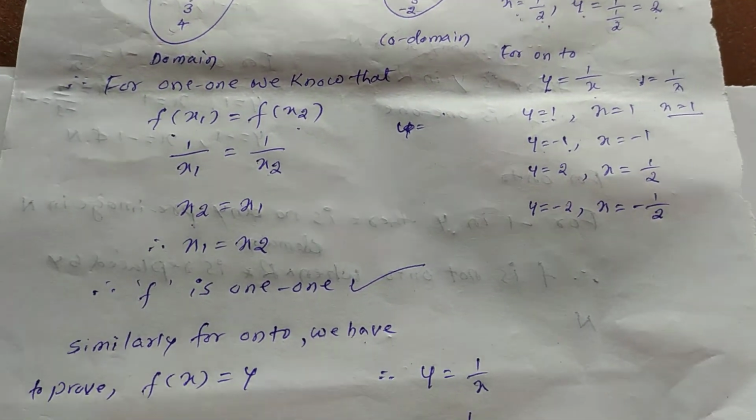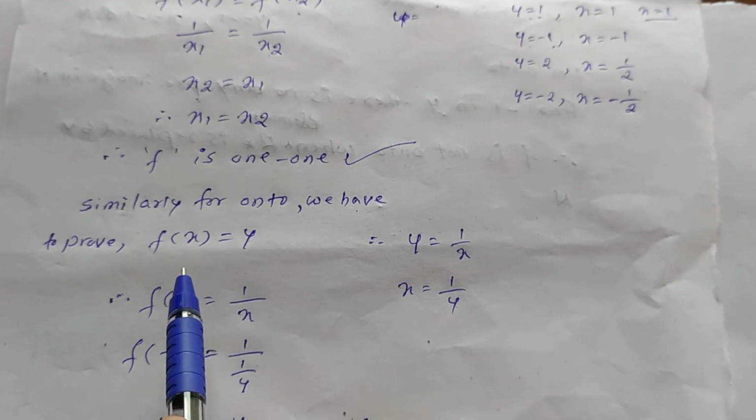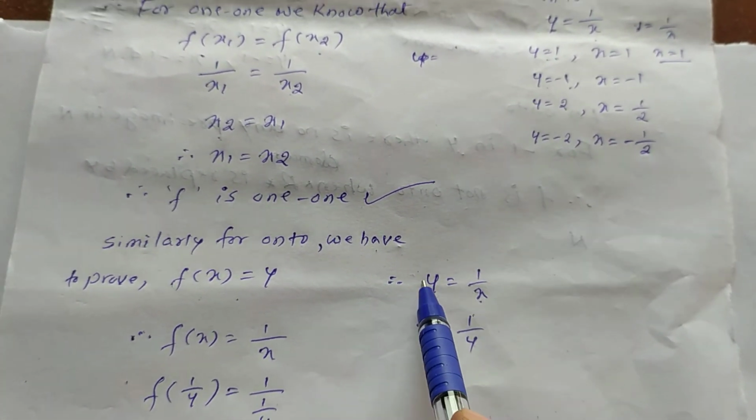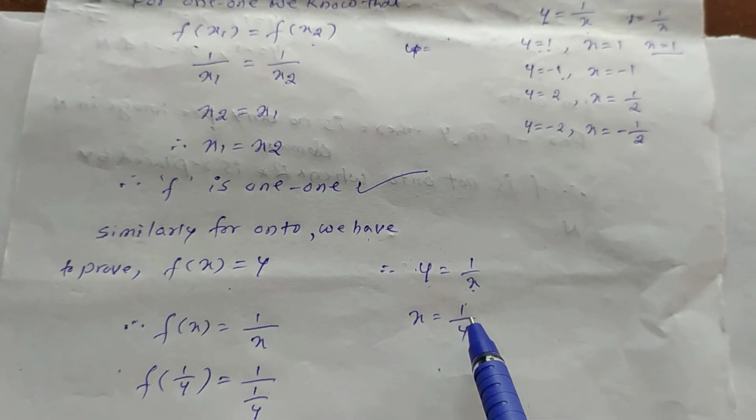Now, we have to prove mathematically onto that f of x is equal to y, meaning y is equal to 1 by x. So, when x is equal to 1 by y, x is equal to 1 by y.